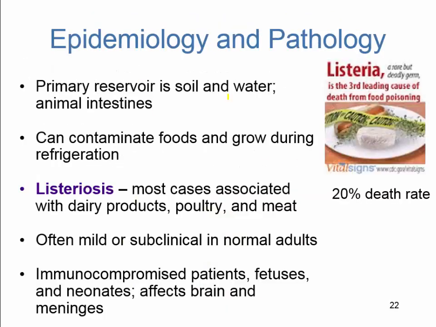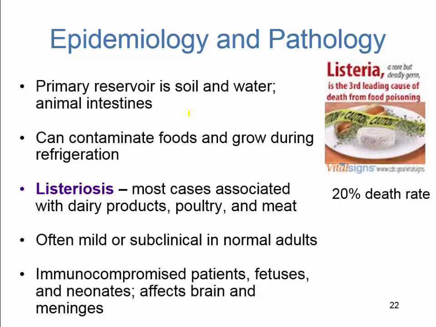And so the epidemiology of this guy: he's the third leading cause of food poisoning death. There is a 20% death rate, which is pretty stinking high considering we live in a pretty industrialized nation. The reservoir for this is soil and water, animal intestines, so pretty much all foodborne microbes tend to go through this standard route. And so the disease that is caused is called listeriosis.